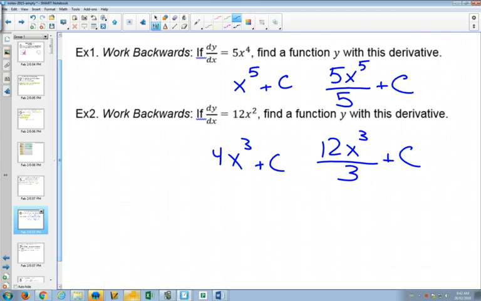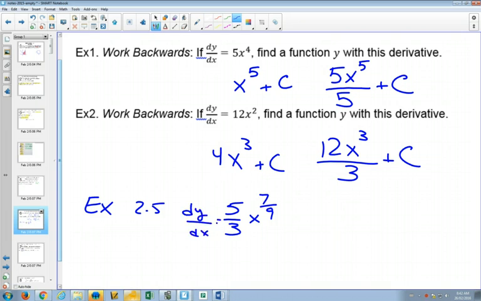Now, if we did an example 2.5 here, where we did the derivative of 5/3 x to the 7 if the derivative was this. Adding 1 to the exponent wouldn't be hard. So this is what our derivative is. We want to find the actual function. Adding 1 to the exponent will give us 16 over 9. What number goes in front? And now all of a sudden, since it's fractions, it's not quite as easy to see what it should be right away.